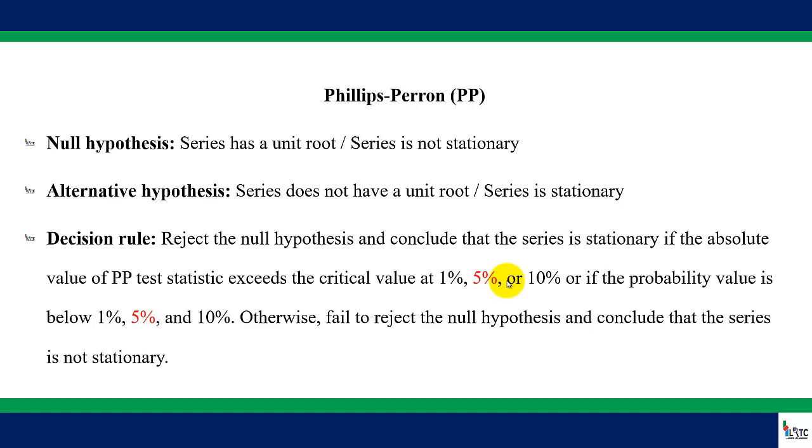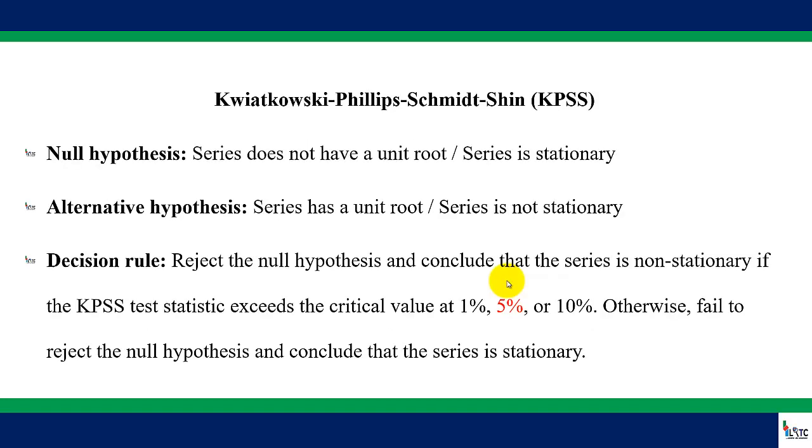Now let us check the third one, which is the Kwiatkowski-Phillips-Schmidt-Shin test. This one is popularly referred to as KPSS. So you will hear me saying KPSS, KPSS. Now the null hypothesis for KPSS is different from that of PP and ADF. In fact, the null hypothesis for KPSS is the alternate hypothesis for PP and ADF.